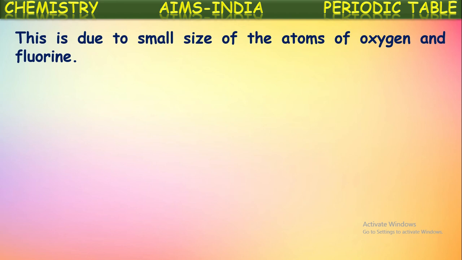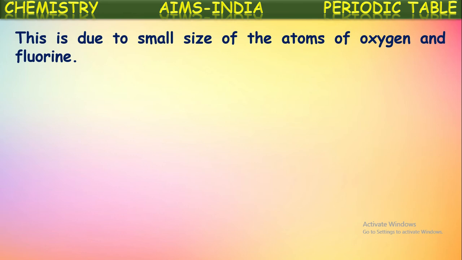But in the case of chlorine, what happens? Its size is much bigger. It has a third shell. It has only 7 electrons, and it can accommodate 10 more electrons, isn't it? So there is no question of repulsions between them. That's why from fluorine to chlorine it increases. Then after chlorine, down the group, it decreases.